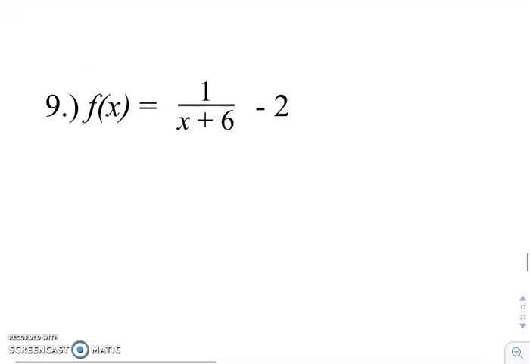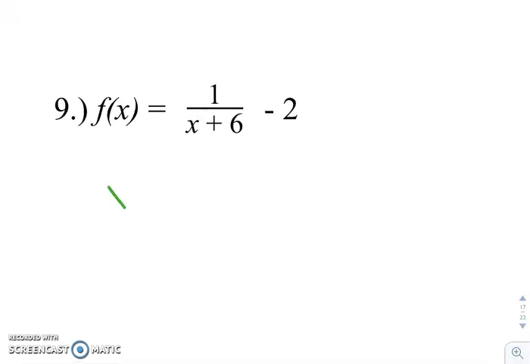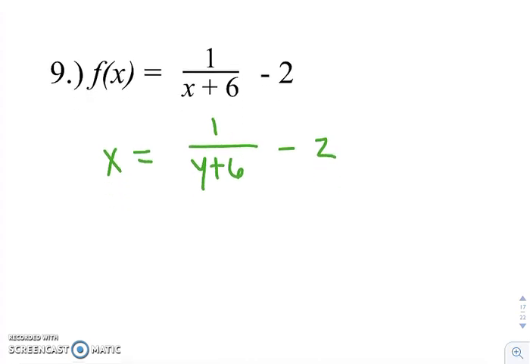Again, finding the inverse, we're going to make this x equals 1 over y plus 6 minus 2. So, first easy step is to add that 2 over to your other side. So x plus 2 equals 1 over y plus 6.